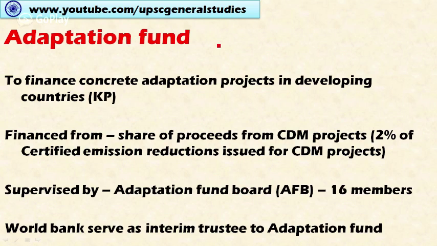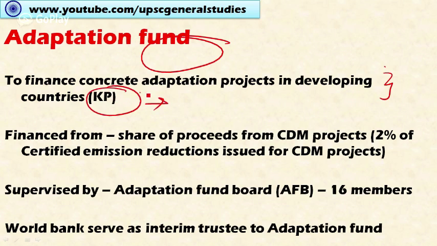And next is the Adaptation Fund. This Adaptation Fund is to finance concrete adaptation projects in the developing countries, those which are members of the Kyoto Protocol. Where does the finance come from? Finance will be coming from the share of proceeds from the clean development mechanism. We know in the Kyoto Protocol there are flexibility mechanisms, one of which is the clean development mechanism.